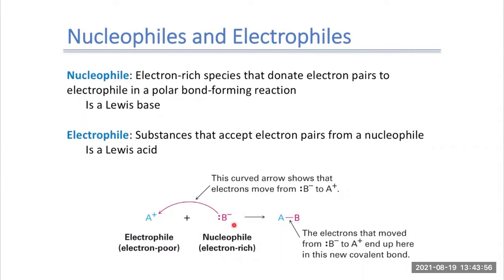So the nucleophile, that's your Lewis base. That one is where you start your arrow. And your arrow points to where it's going, to where those electrons are going. So the arrow always starts with the nucleophile and points to the electrophile, because that's the one that's giving up the electrons to make the bond.